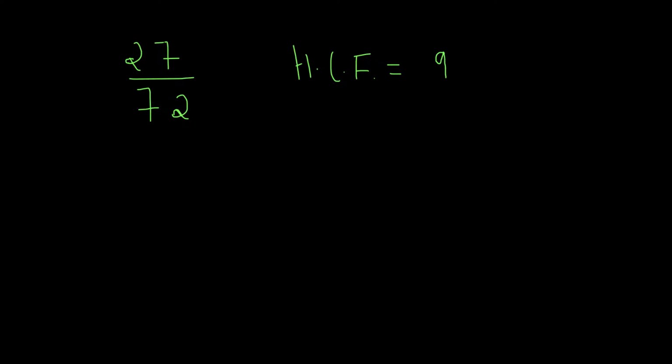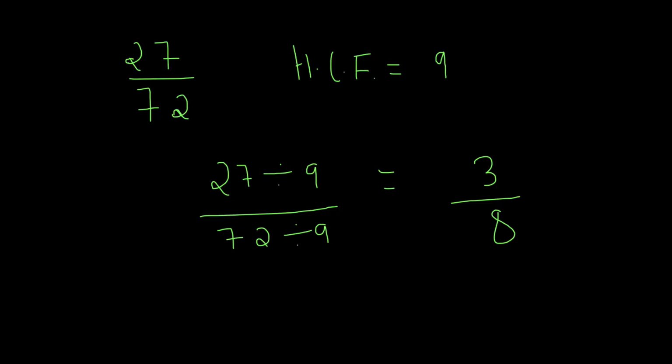You will divide the numerator and denominator by 9. So 27 is divided by 9 and 72 is divided by 9. So this will be 3 and this will be 8. 9 3s are 27, 9 8s are 72. So how can you reduce a fraction to its simplest form? By dividing the numerator and denominator by their HCF. So this was a fraction which is reduced to 3 by 8.